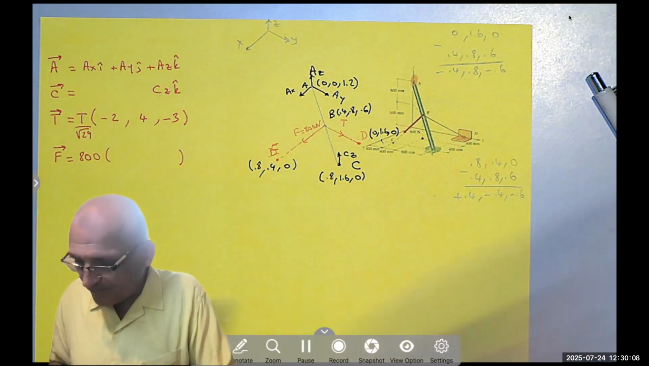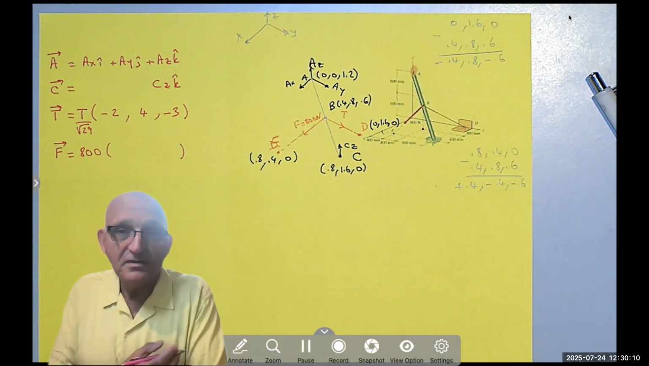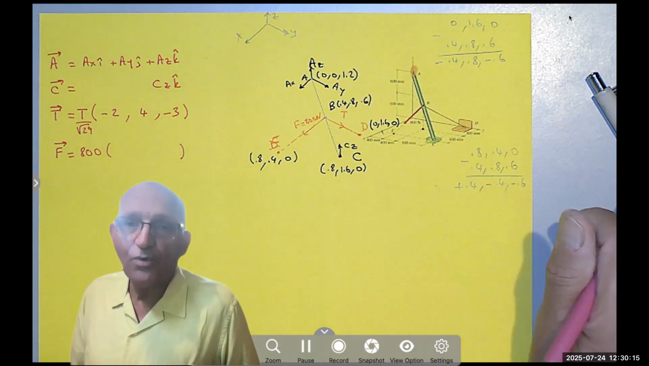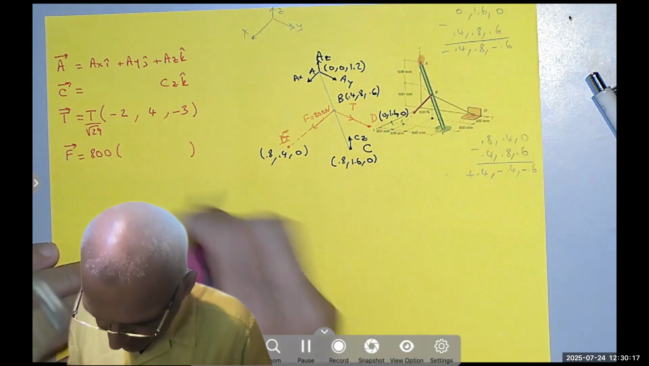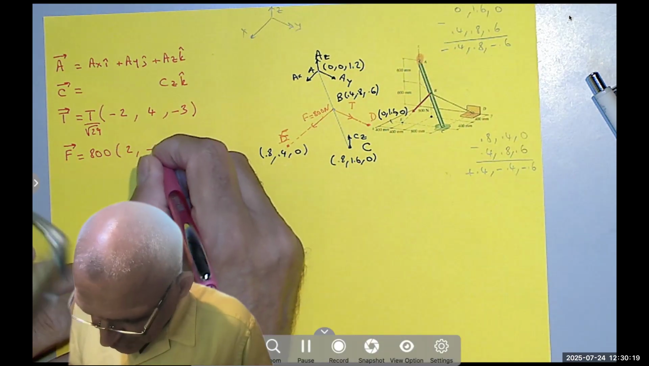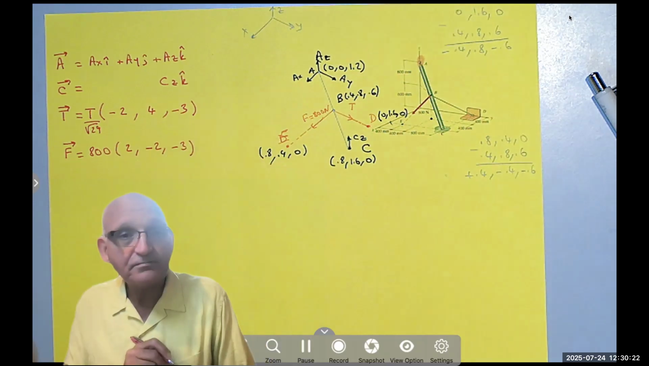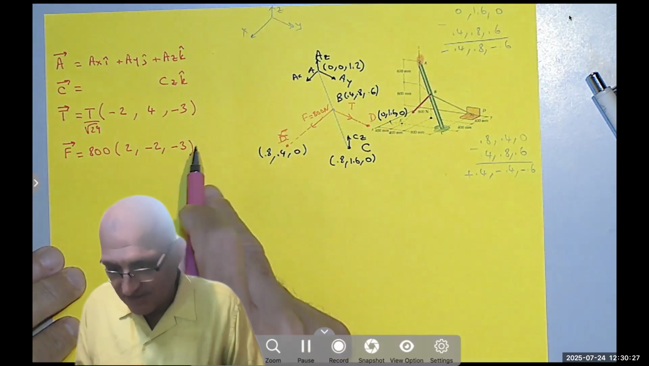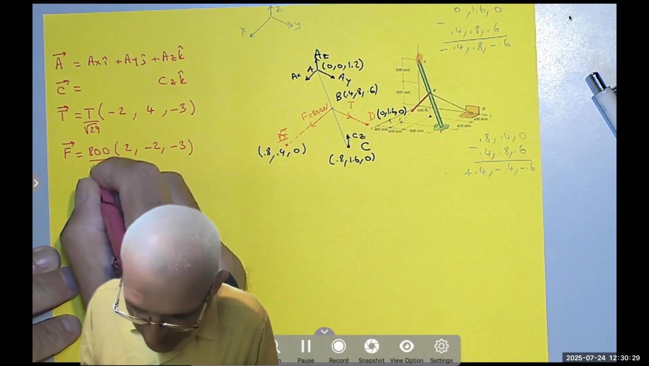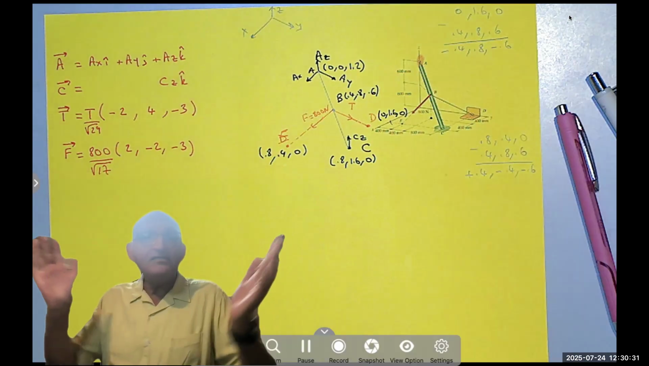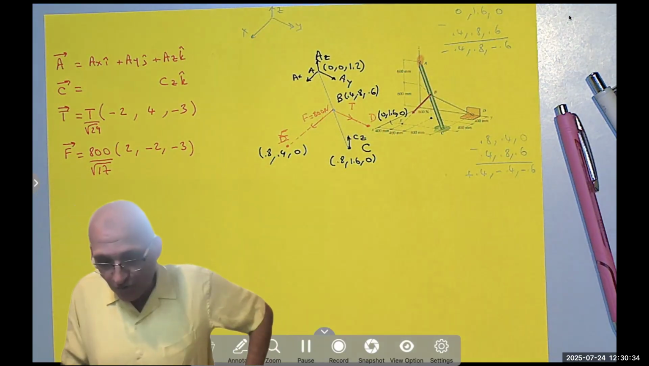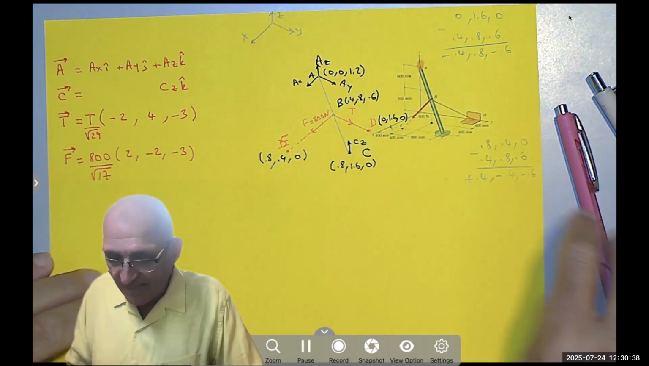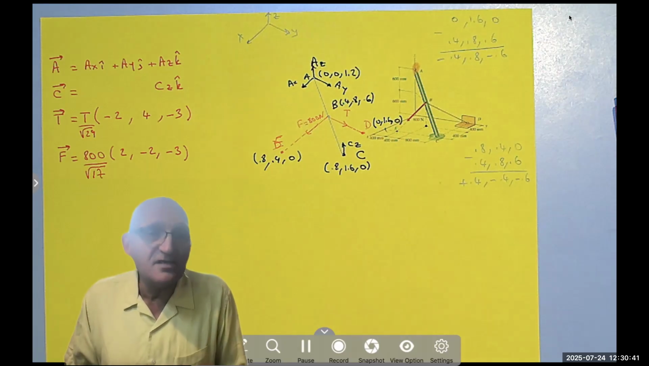Same logic. Multiply by 5. All of them are divisible by 2, and I don't want a decimal place. So multiplying by 5, I get 2, negative 2, negative 3 over the square root of that. 4 plus 4 is 8, plus 9 is 17, so over root 17. See how I didn't need to use a calculator? I don't have to evaluate that. You will see why. And I have all the ingredients now to start the analysis.